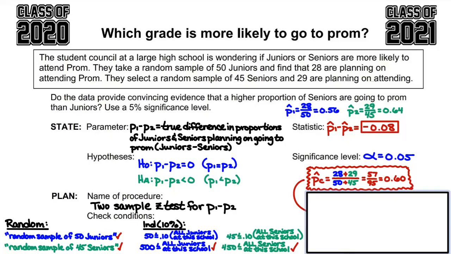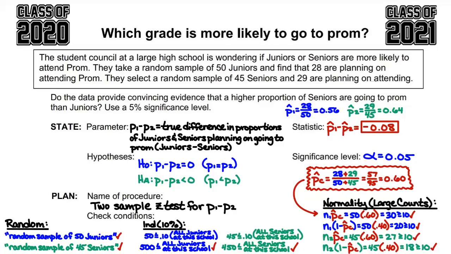So then we check our large counts with both of these. N1 times p hat combined would be 50 times 0.60. I get 30. That's bigger than 10. We're good. N1 times 1 minus p hat combined, so that'd be 50 times 0.40. That gives me 20. I'm still good. Checking with my second population, 45 times 0.60, 45 times 0.40, I get 27 and 18. All of those are bigger than 10, so we are good. It's big enough to be approximately normal, but small enough that it's not more than 10% of the population. I need it in that sweet spot.